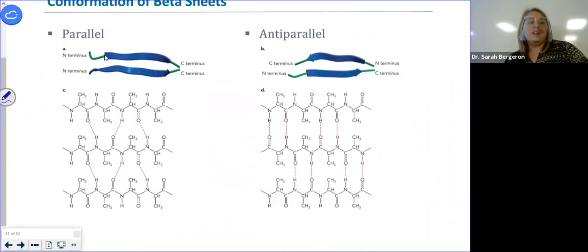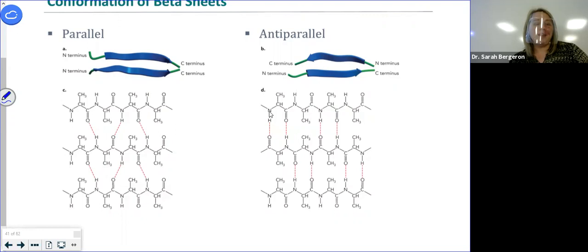So if you look first at a parallel, right? Do you see how the arrows are pointing in the same direction? So the N termini line up and the C termini line up. If you do this backbone, NCC, NCC, the nitrogen should line up, the alpha carbon should line up, the carboxyl carbon should line up, right? Everything lines up. Do you have hydrogen bonds that end up in a perfect arrangement? No, they're kind of tilted, right?